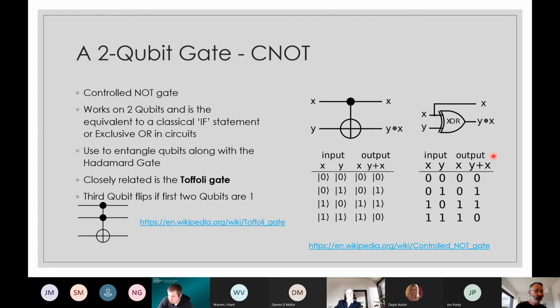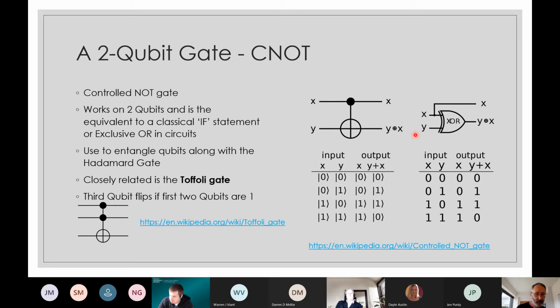I just want to introduce one more gate, and that's a 2-qubit gate, and it's a CNOT gate. So we had a NOT gate before, and that just inverted the signal. The CNOT gate is a conditional NOT gate, and what that does is it takes a control line, in this case the upper line, and it controls whether the second qubit inverts or not. So basically, if the control line is 0, the second qubit stays as it is. If the control line is 1, it gets inverted.